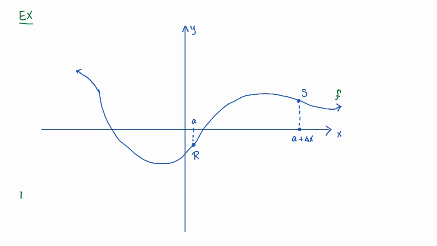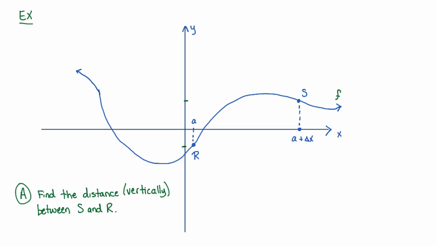Part A, find the vertical distance, not the actual distance between those two, but in other words, this distance right here. So find the distance between S and R vertically. And because there are no real numbers in this situation, all you can use are the concepts of a function.